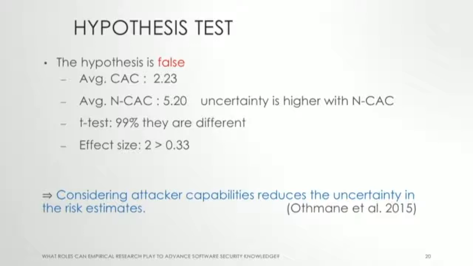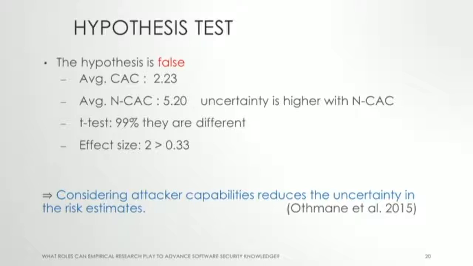So we did it with two studies like this. This is one, and we had another one in the paper. So considering attacker capability, this evidence reduces the uncertainty in the risk estimation.